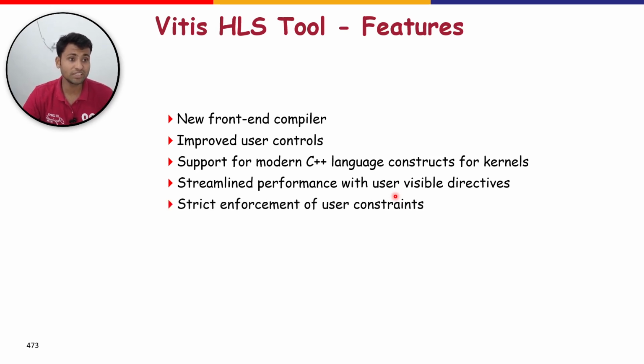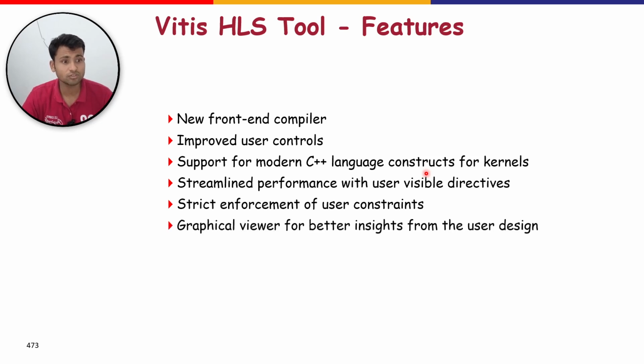It follows strict enforcement of user constraints for better predictability of results. The Vivado HLS tool processes most user directives as optimized hints, but the Vitis HLS tool can actually enforce user constraints as needed.